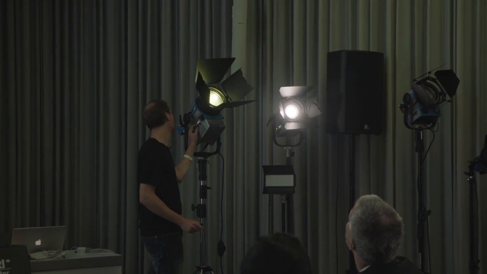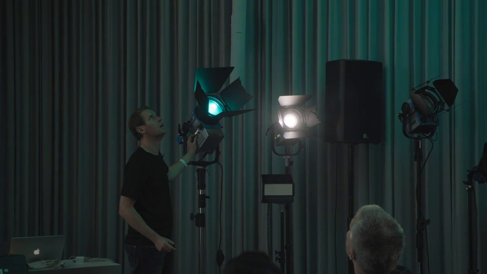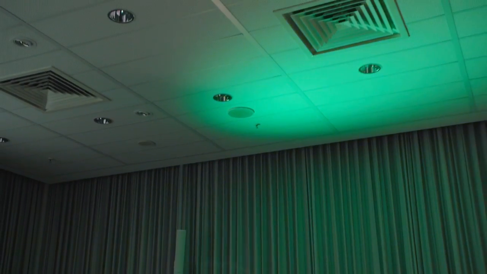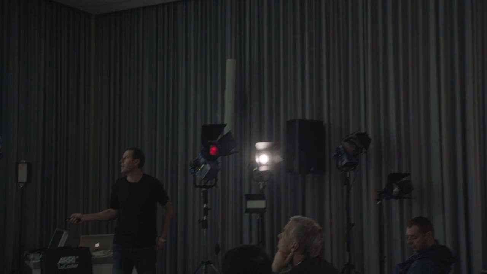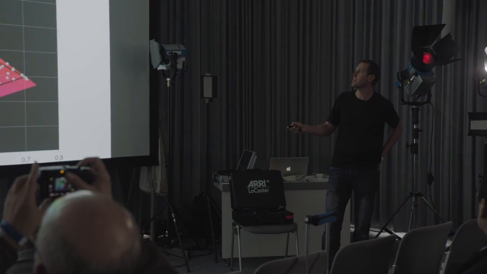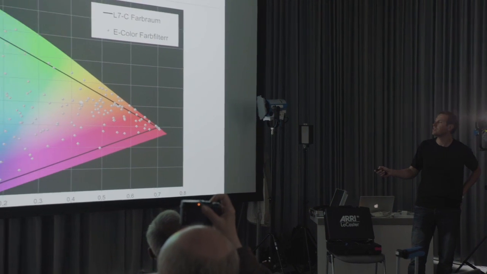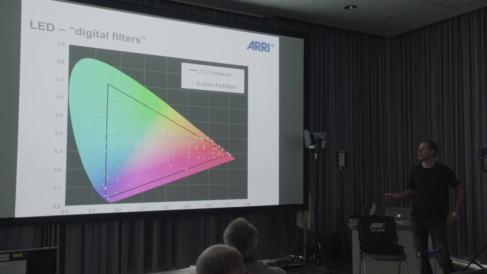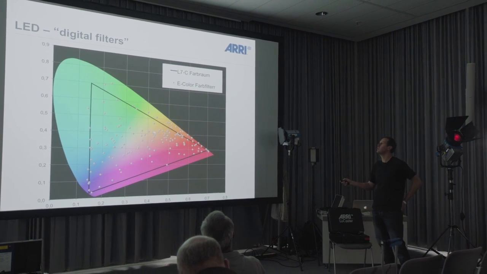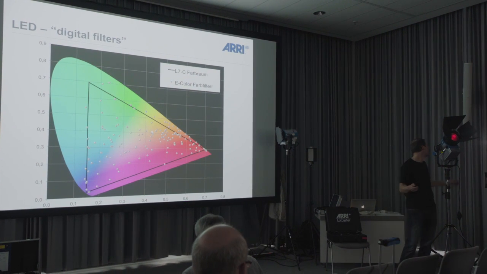Here we are. So all colors that are inside this triangle can be produced by the unit. And I made all these white dots. These are like gels, Rosco gels. So as you can see, the unit can simulate most of the gels. There are some outside, but 90% of the gels can be simulated by the unit.